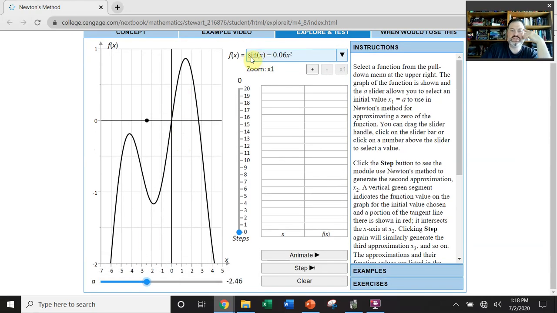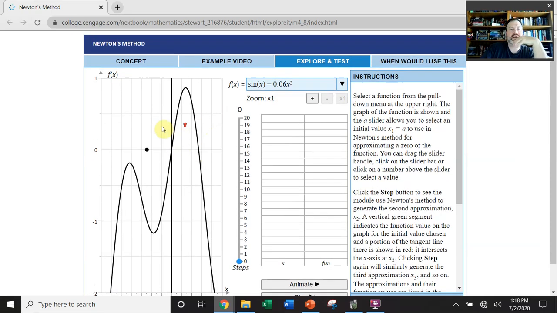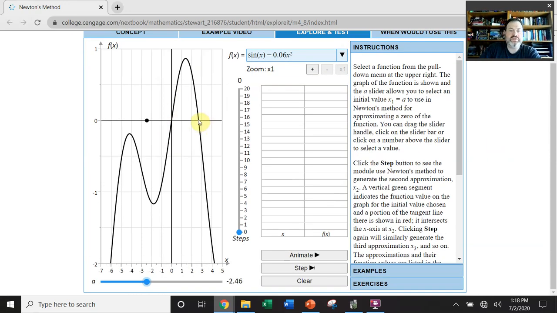This function, sine x minus 0.06x squared, crosses the x-axis twice. Right? It crosses at 0, 0, and then some other point. Let's say we want to find out what this other point is. So where should we start? If you start here, you can click up on the steps. Just drag up on the steps, and you can kind of see what's happening.